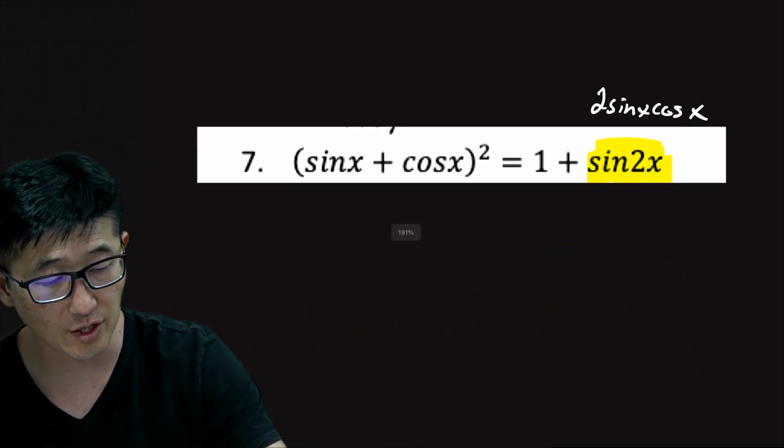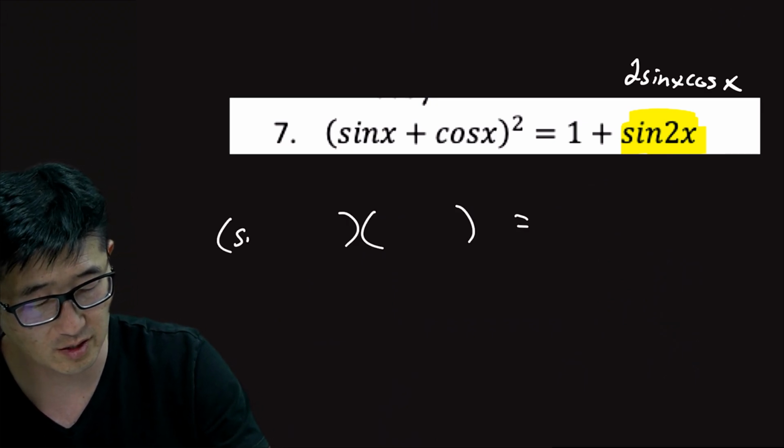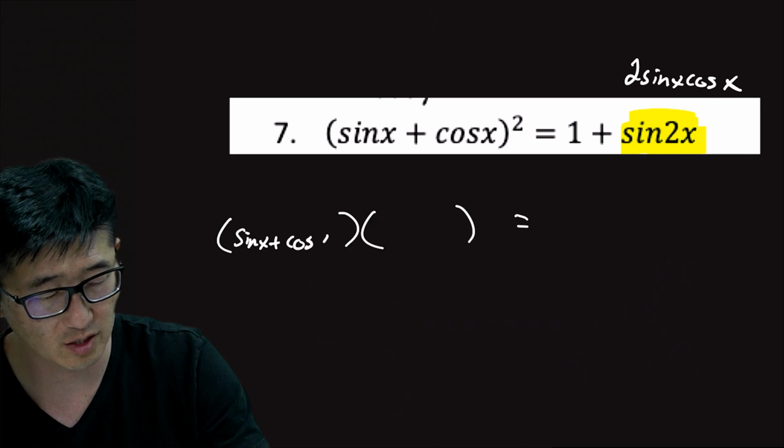Just square the whole thing. So this is like this. You want to square like this. Sine of x plus cosine of x.